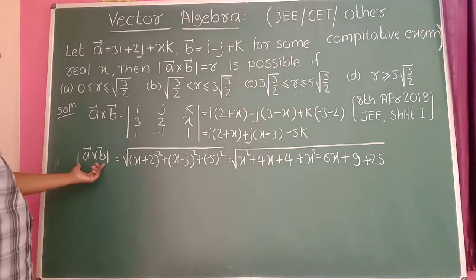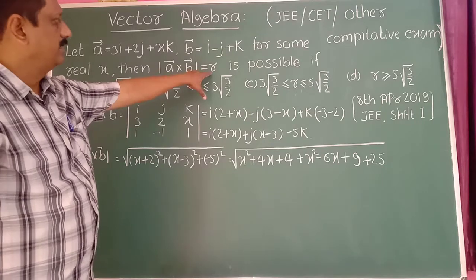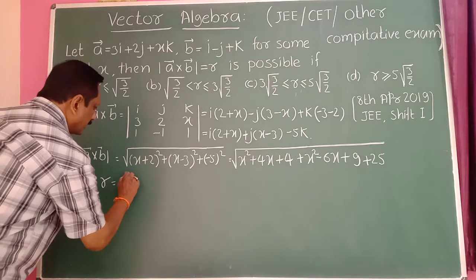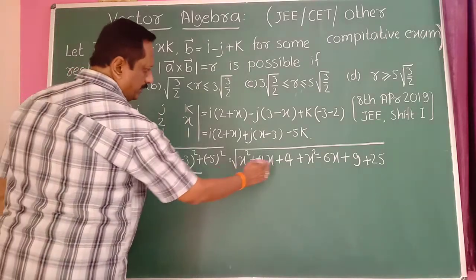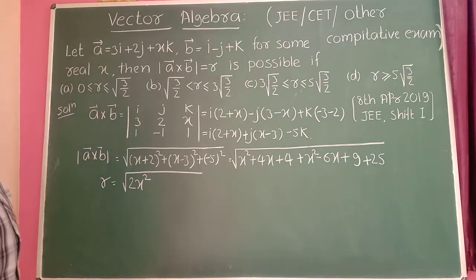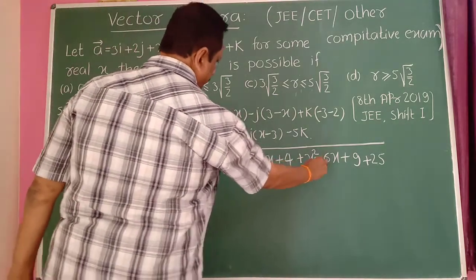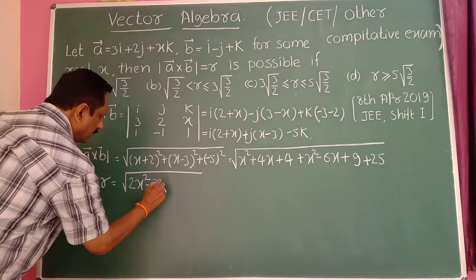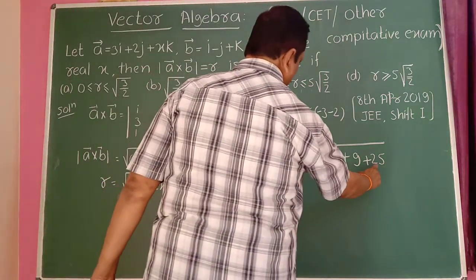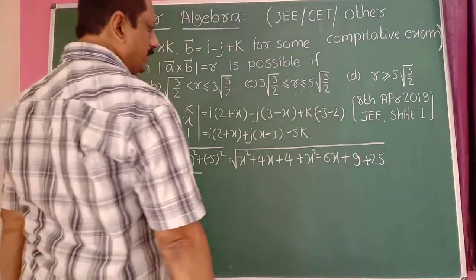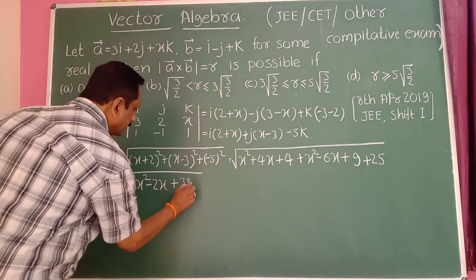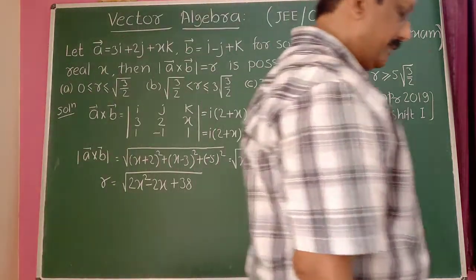Therefore modulus of A bar cross B bar they already given here. This is R here. Therefore R is equal to root of x square plus x square is 2x square here. 4x minus 6x is minus 2x here. Then 25 plus 9 here, 34 plus 4 becomes 38 here. So plus 38. Okay.